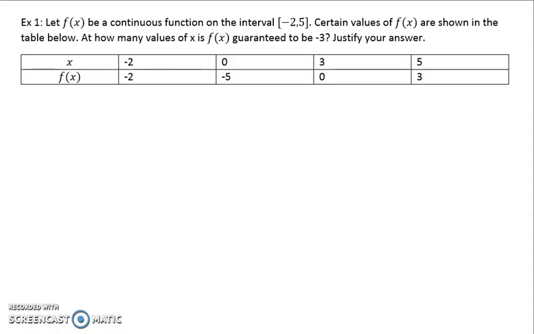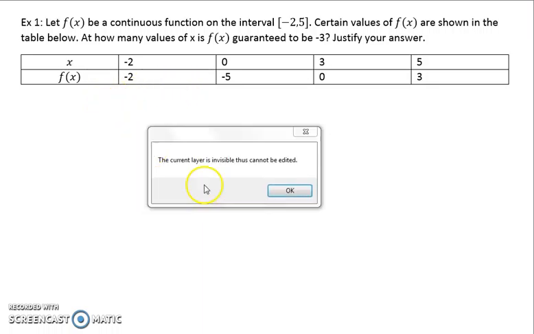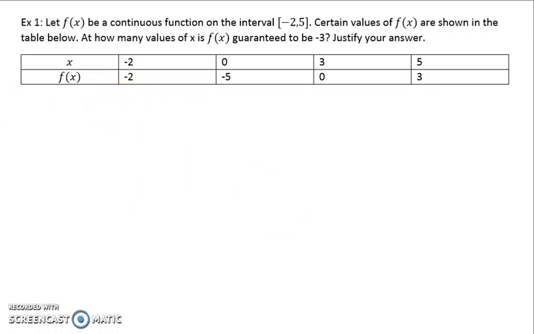So how many times is it guaranteed to happen? So f of x has to be -3. So if we think about the intermediate value theorem, they're saying if I have two endpoints, I have to hit every y value in between those. So if we look at this first little interval here, I'm starting at -2. So that's a y value of -2. And I'm going to -5.